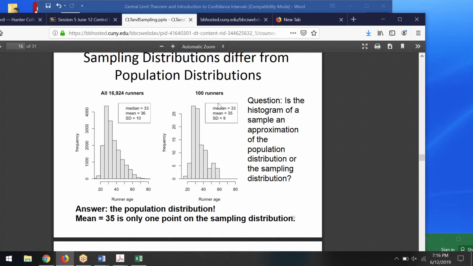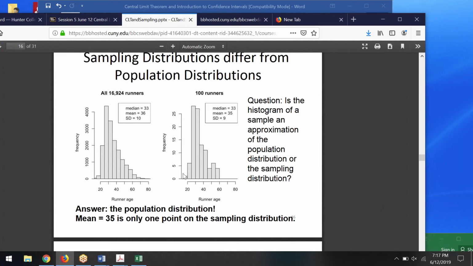So now what if we took 100 runners and made a new sample distribution from that? Well, what happened? We got a mean of 35, very similar to the population. We got a median of 33, very similar. We got a standard deviation of 9, which is very close to 10. So when we take a sample from a population, the spread, the standard deviation, and the mean are going to be similar to or approximate the population standard deviation and mean.